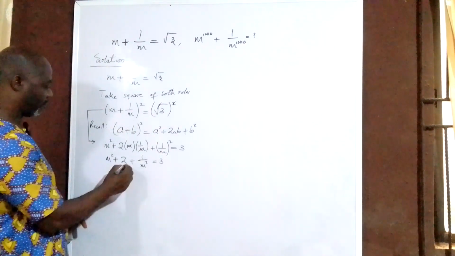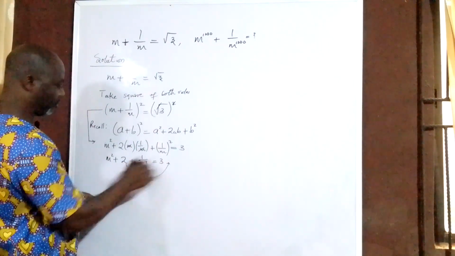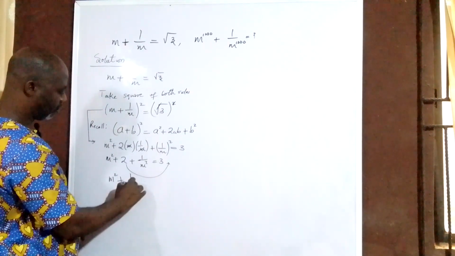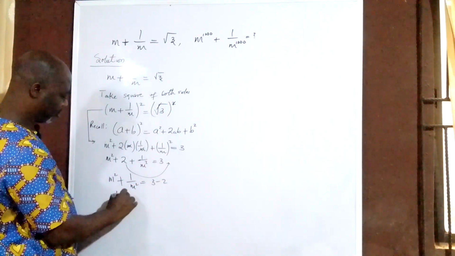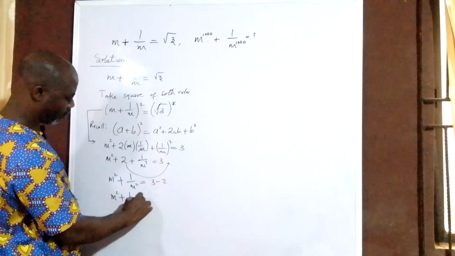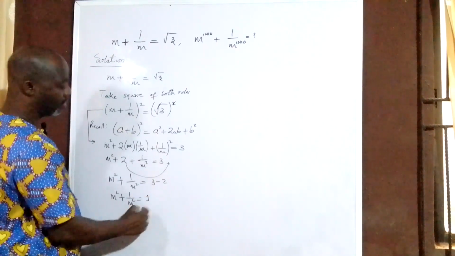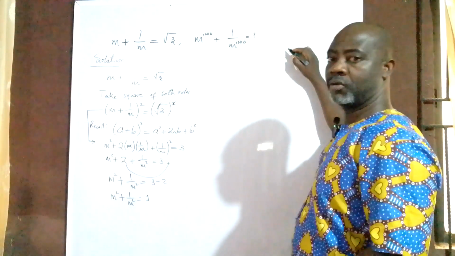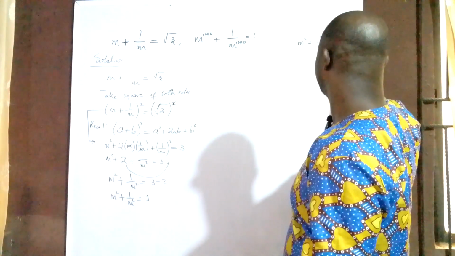The next step is for me to subtract 2 from both sides. So simply I just take this 2 over to the right hand side. So I have m squared plus 1 over m squared equal to 3 minus 2. So m squared plus 1 over m squared equal to 1. Let me put it on one side here. I'll call this equation 1.